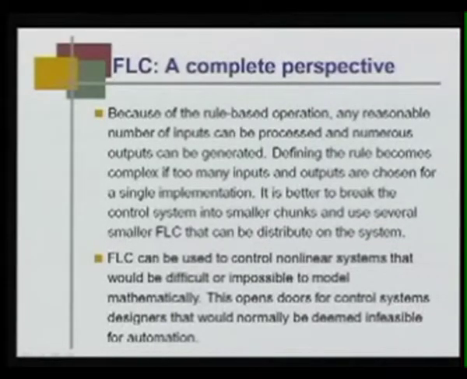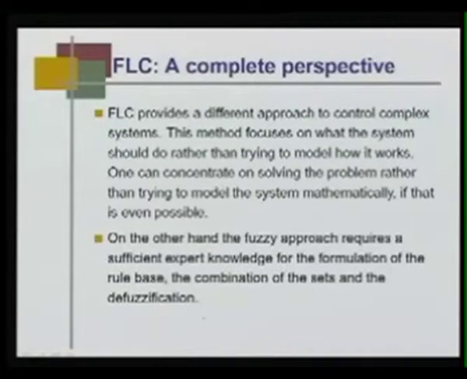It is better to break the control system into smaller chunks and use several smaller fuzzy logic controllers that can be distributed on the system. A fuzzy logic controller can be used to control nonlinear systems that would be difficult or impossible to model mathematically. This opens doors for control system designers that would normally be deemed infeasible for automation. Finally, the fuzzy logic controller provides a different approach to controlling complex systems. This method focuses on what the system should do rather than trying to model how it works. One can concentrate on solving the problem rather than trying to model the system mathematically, if that is even possible.